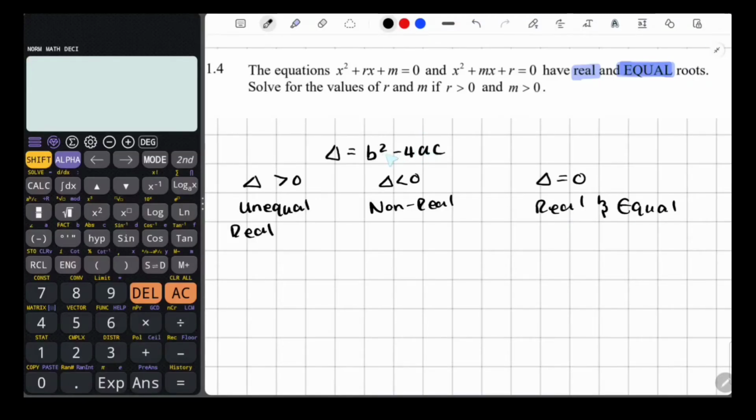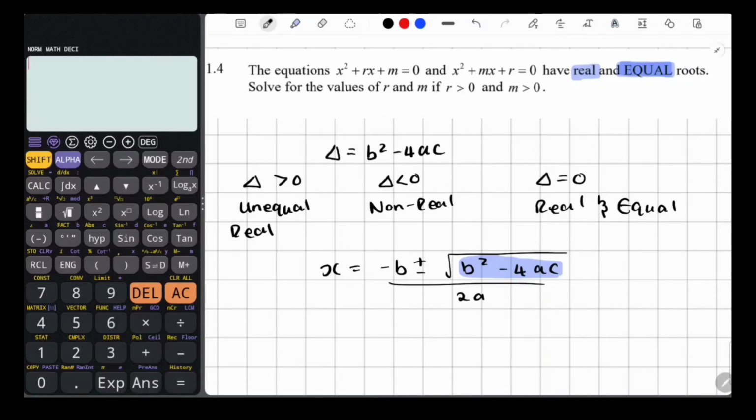And yes, delta is actually that part in the quadratic formula, this part over here, and it will tell you the type of roots that you're going to get. The reason it tells you the type of the roots is because of the square root. When you square root a number, it kind of tells you the nature of the number that you have.